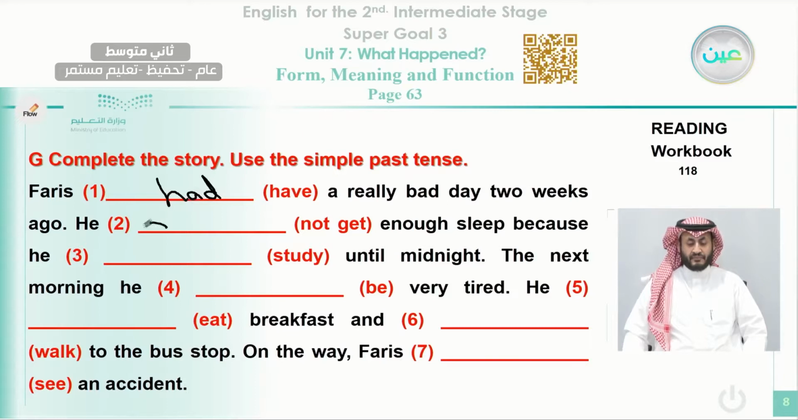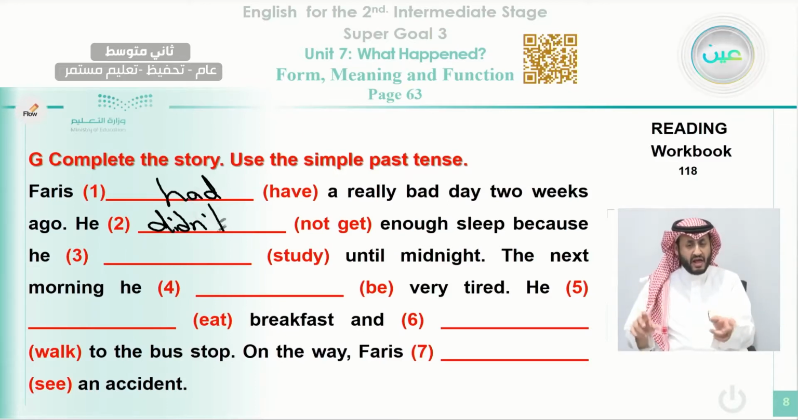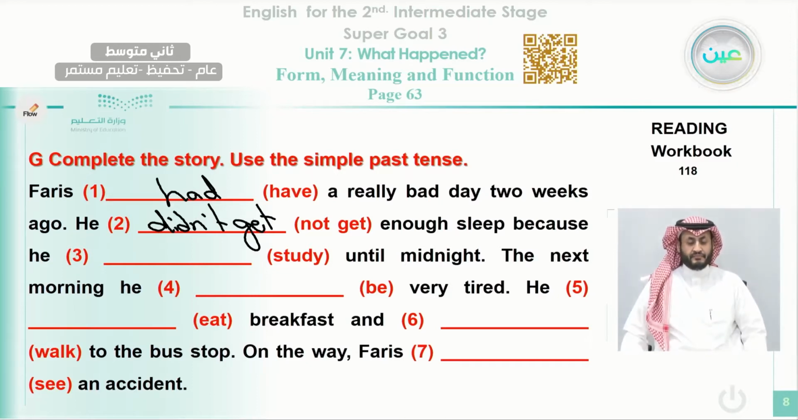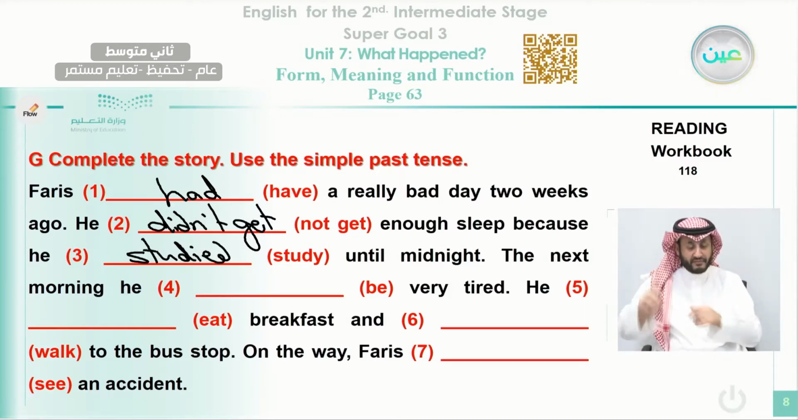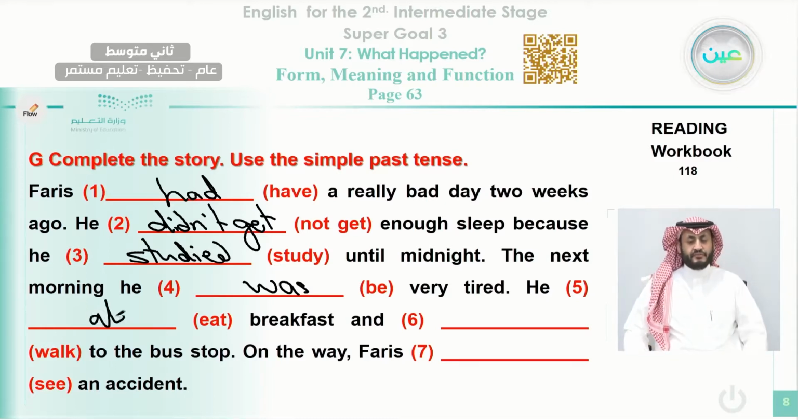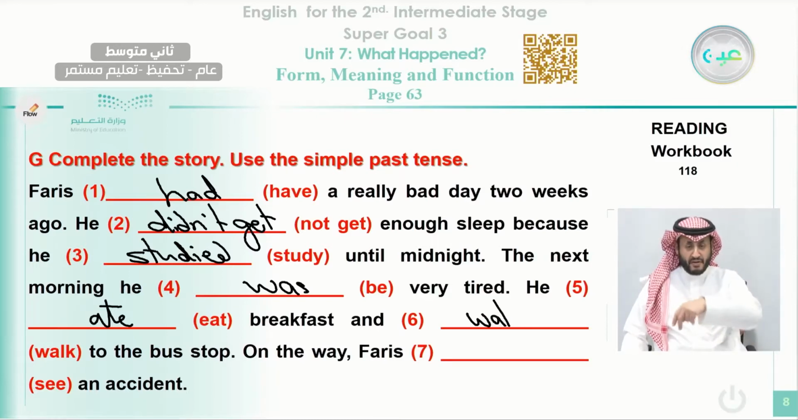Not get, we can say he didn't get enough sleep because he studied until midnight. Here, we have to write it in the past as well. We can say studied until the midnight. The next morning he was, as you can see here, very tired. He also ate. We can use it in the past. We can say he ate, because the past form of eat is ate. He ate breakfast and walked, because the verb here is walk. We use it in the past. Walked, because it is a regular verb, to the bus stop.